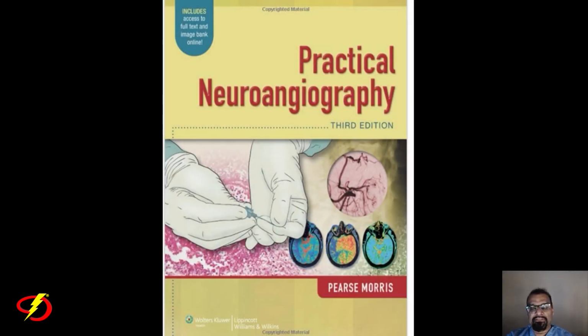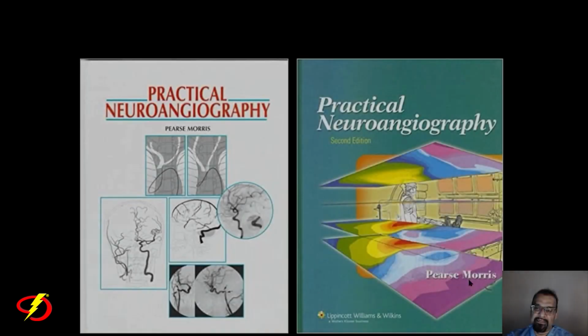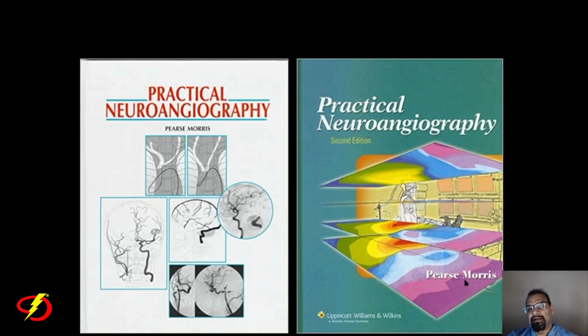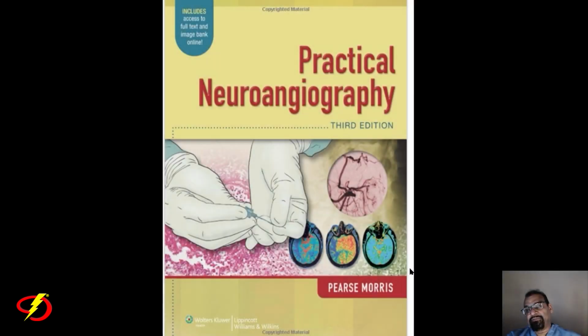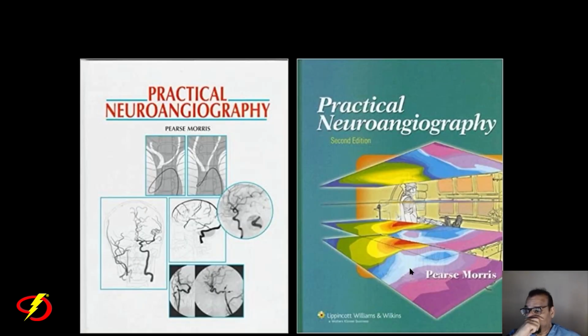Now, this is all covered in the book, but sometimes people want more information, and I highly, highly recommend the book Practical Neuroangiography by Pearse Morris. If you understand that, you will really understand this anatomy well. Now, one tip about that book is it's kind of expensive. So there are older editions that have nearly the same information in them. So if you want to save a little money, you could buy an older edition.